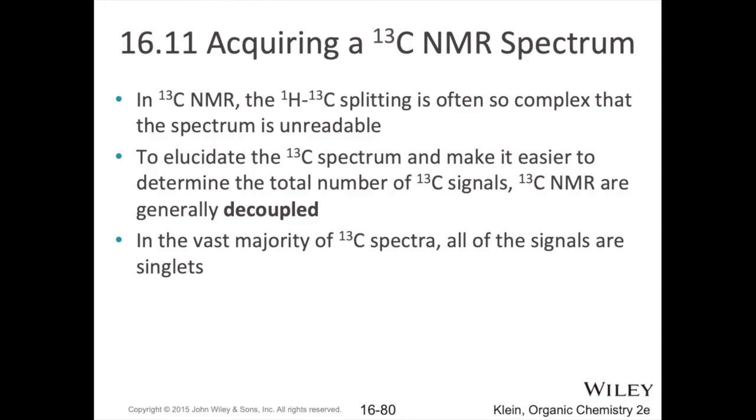Now, the reason we don't have coupling and things like that is that you can get some really complex splitting patterns if you did try to look for coupling and coupling constants. So generally, to make the spectra a little bit easier to read, we have what are called decoupled spectra. That's why carbon-13 NMRs are decoupled. You only see singlets for all of your signals.